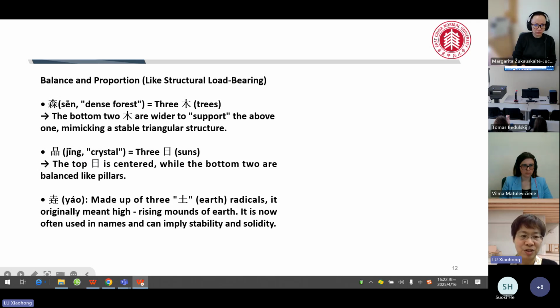Another example is yao. Here we have three tu. Tu means earth. This radical originally meant high rising mounds of earth. Now it is often used in names, and it has the implication of stability and solidity. So through these words, we can see they indicate a kind of stability with tu.